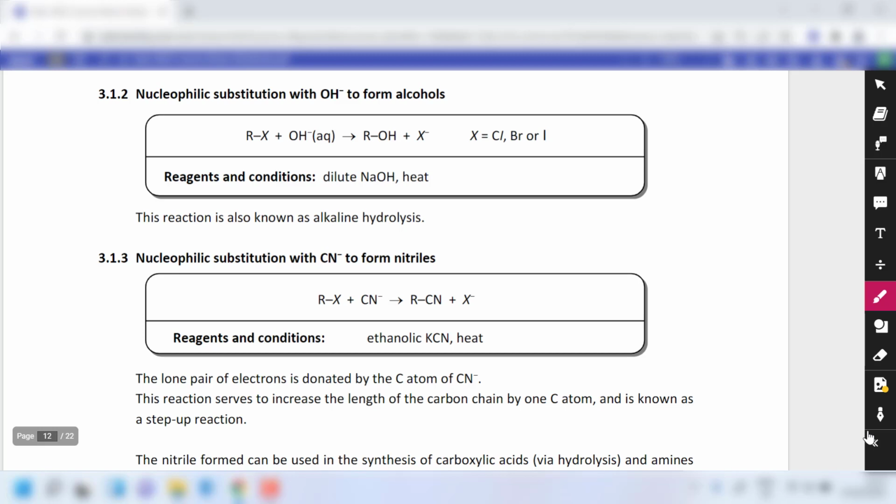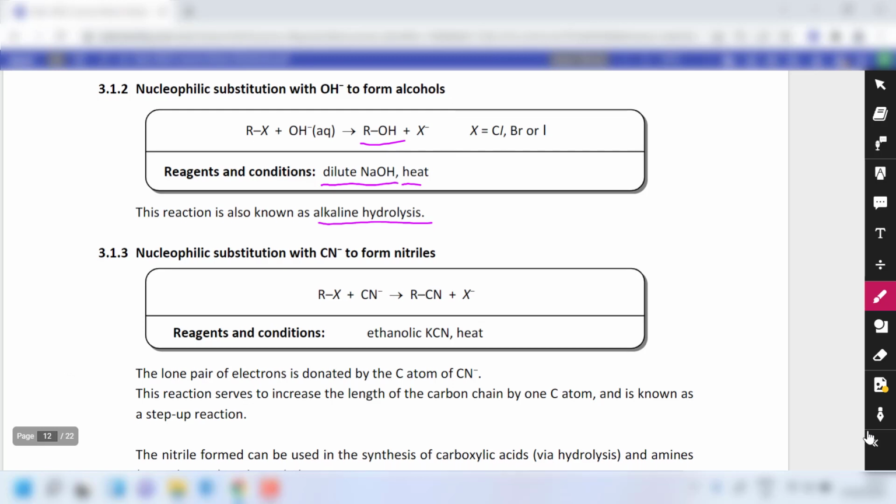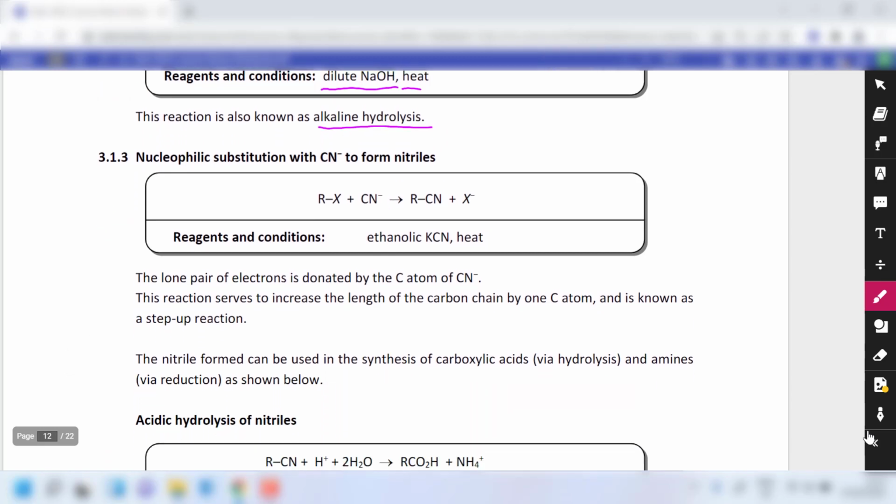Okay, so for a start, we have hydrolysis, or you can call it nucleophilic substitution with hydroxide, to give you alcohols. Alcohols are also a very important functional group. The reagents and conditions we need here are dilute sodium hydroxide, heat. This reaction is also known as alkaline hydrolysis. There is also something called acidic hydrolysis, which we'll cover later on.